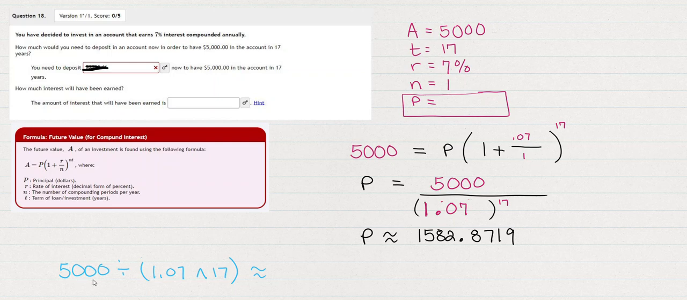And in the calculator, this is a little simpler. It's just 5,000 divided by parenthesis 1.07 raised to the 17th power, close parenthesis. So when I do this, I'm going to divide by this piece that's raised to the exponent. And that gives us approximately $1,582.87, or 87 cents. And that wraps up that problem.